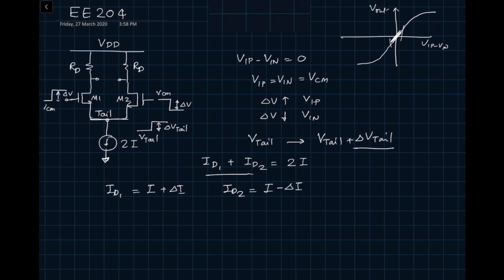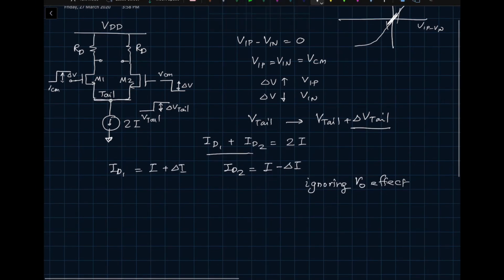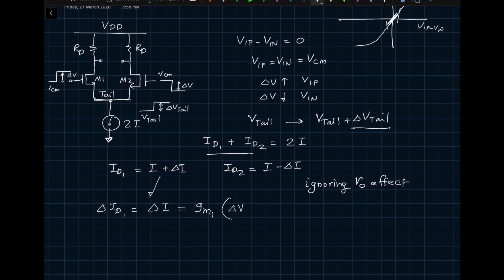What we are thinking again here is that the transistor is behaving just like a transconductance, and we are ignoring the rout effect. Since it's behaving like a transconductance, for delta V input, we expect the drain to source current of transistor M1 to be equal to GM times delta VGS, right? Delta ID1 will be equal to delta I, which comes from here, and that will be equal to GM1 times VGS. What is the VGS? On the gate we had delta V, and on the source we have delta V tail. That's the change. So that's the current delta I.